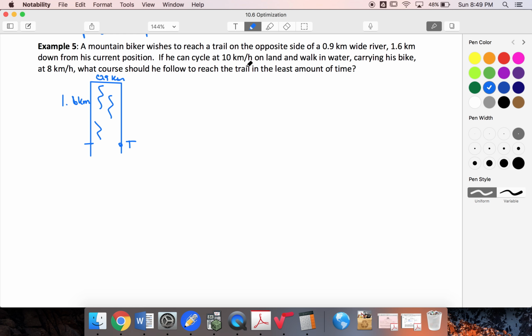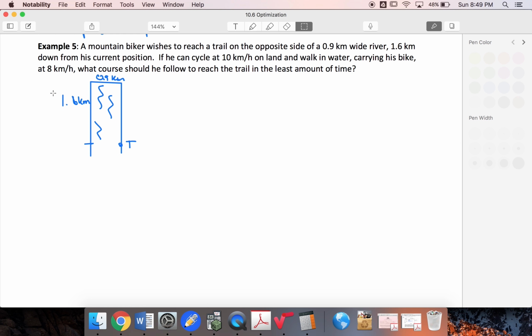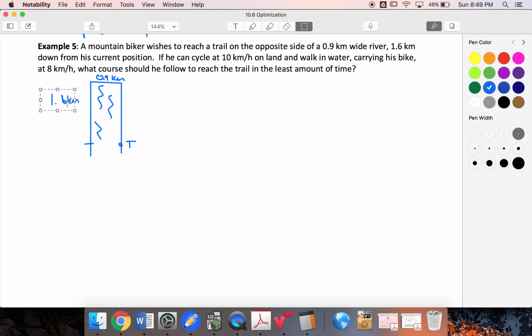And if he can cycle at 10 kilometers per hour, Mr. Bentley would be super upset with me because this is so incredibly slow. But maybe he's a mountain biker, so maybe it's super, super rocky. I don't know, but just know this is really unrealistic. But we go 10 kilometers per hour on land, and then in water, somehow you're super fast walking in water with your bike. That doesn't make sense either. Terribly written problem, sorry. But we're gonna go with what's written.